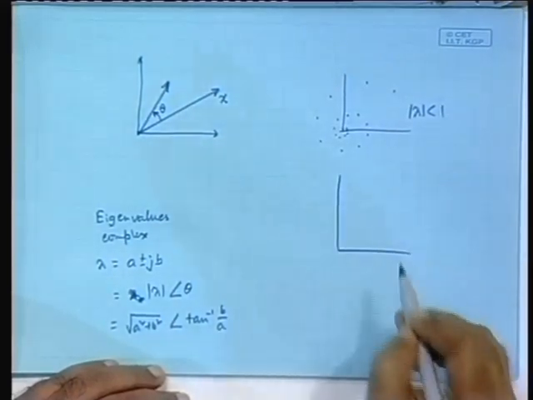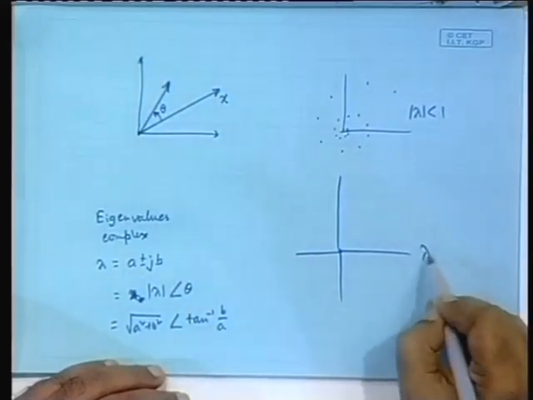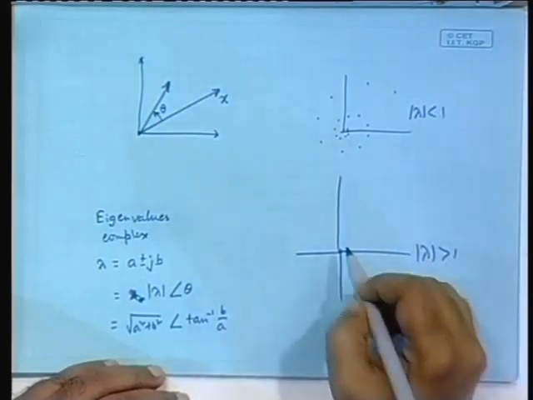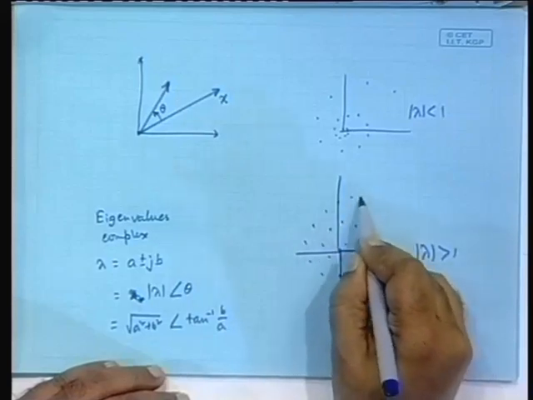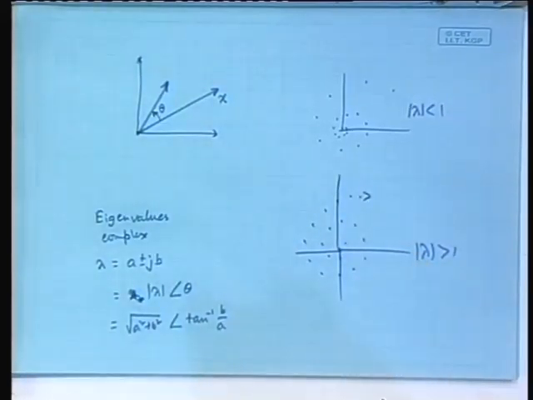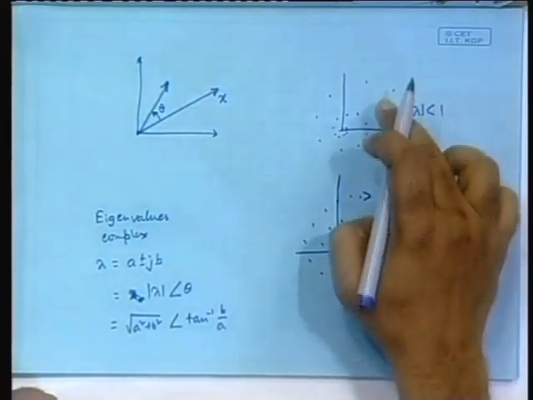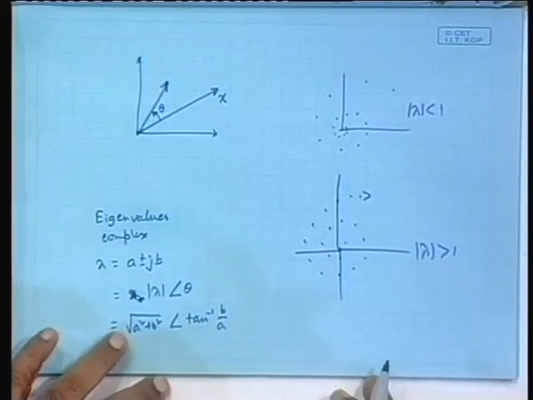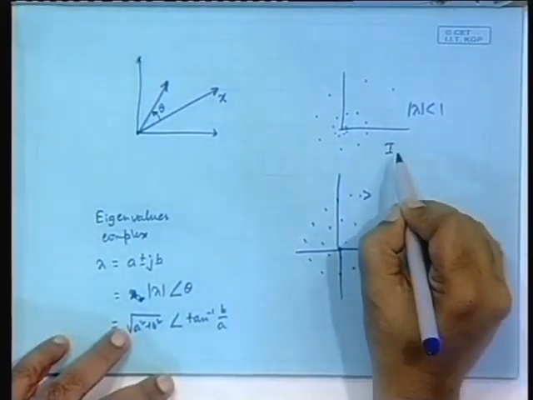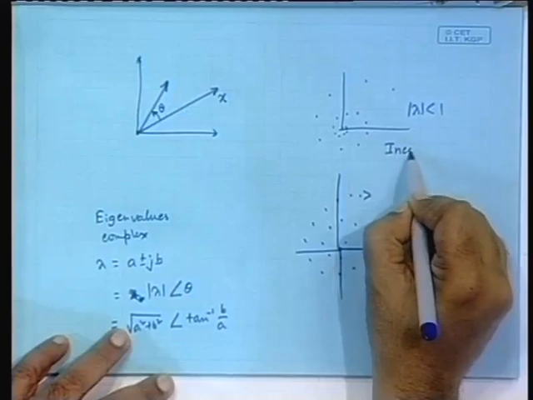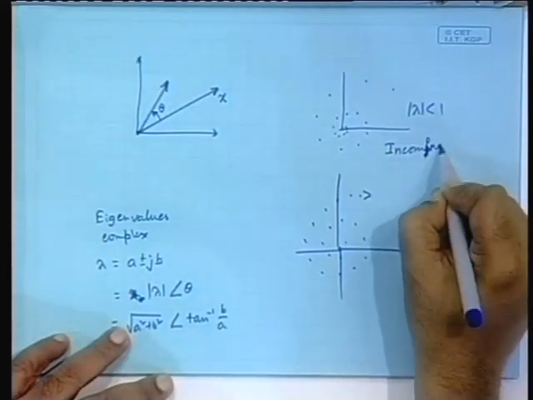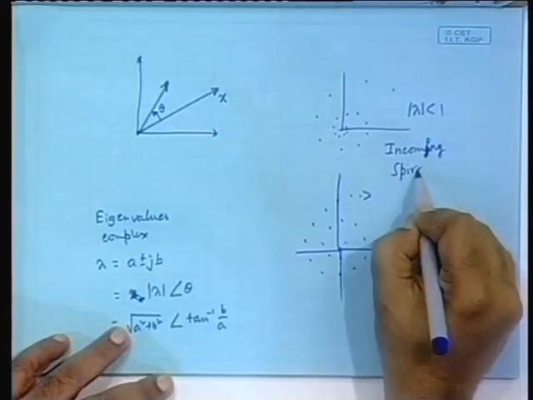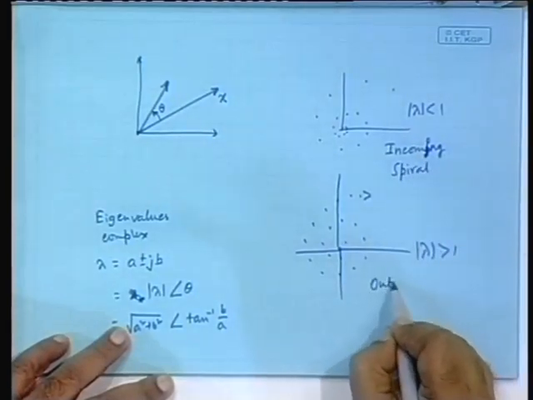So, there are two possibilities: this would be an incoming spiral for lambda magnitude less than 1, and if lambda magnitude is greater than 1, then it would be an outgoing spiral, and so on and so forth. Okay. So, these are the two additional behaviors. This is the incoming spiral, and this is the outgoing spiral.